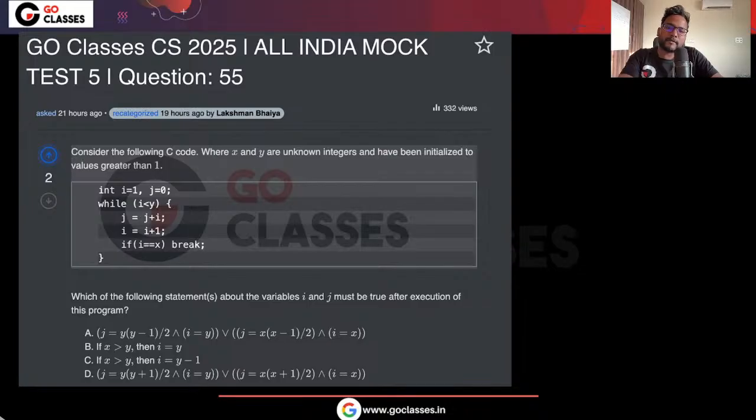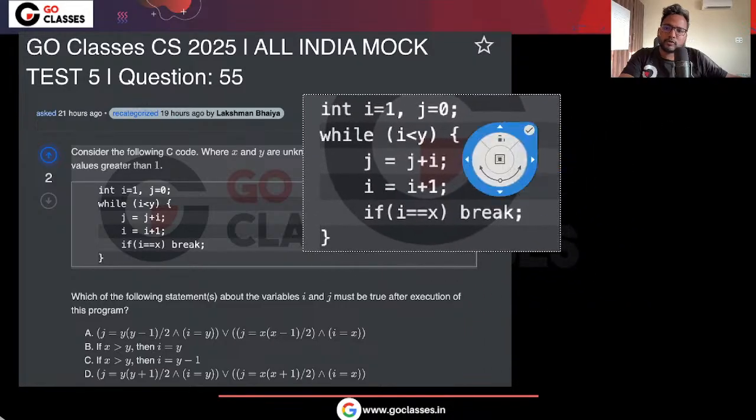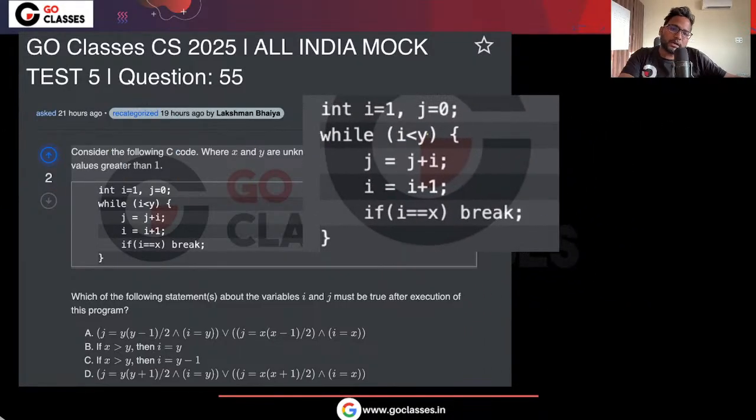So in this question they are saying, consider this code where x and y are unknown integers initialized to 1. Let me just zoom it out a little bit. You notice one thing here: we will be breaking out of the loop when either I is less than y, I mean this condition, becomes false. Since I is always incrementing by 1, after this loop either I is greater than or equal to y, or I is equal to x.